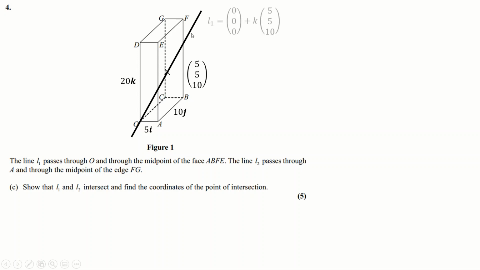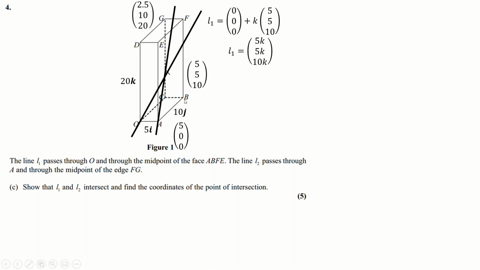So this line has vector equation 0, 0, 0 plus k, lots of the difference between this position and this position, which is just this. Now, of course, I can simplify that to be that. Now, what about L2? That goes through A, which is position 5, 0, 0, and the midpoint of GF, which has position 2.5 across, 20 up, and 10 back this way. So that's going to be that position there.